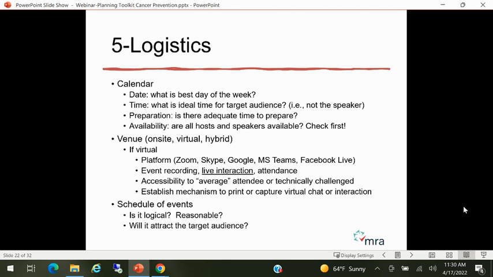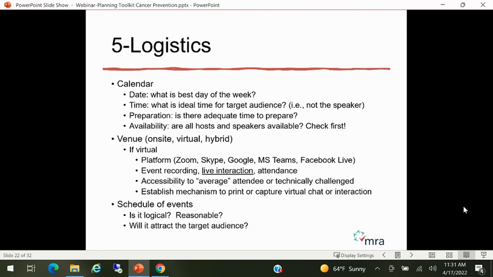Is there adequate time to prepare? If you're just pulling out your planning checklist today for an event that's going to happen next week, you may not have enough time to prepare. And then the availability, and I've seen this one happen several times. It's kind of interesting, but as you pick dates and times, check first with your speakers. Make sure that they are going to be available, that the venue is available. Don't commit and then find out after the fact that you need to change the date again.